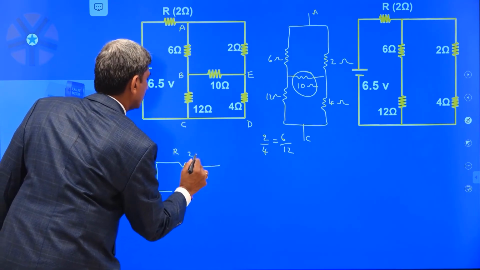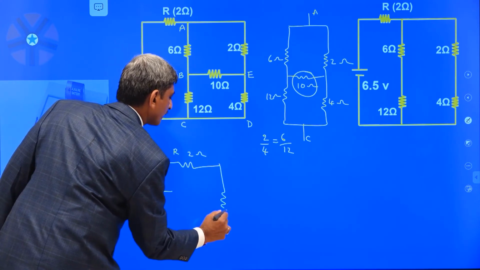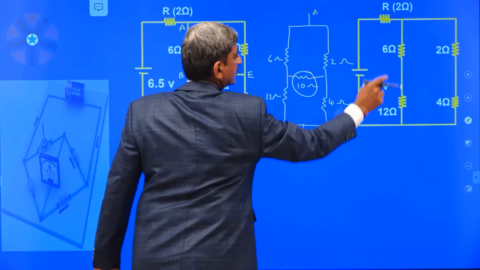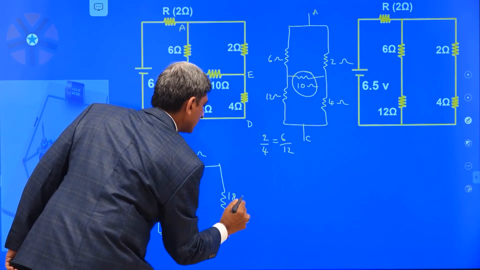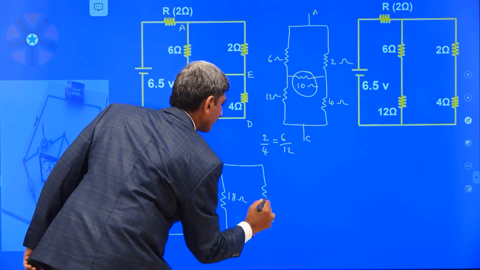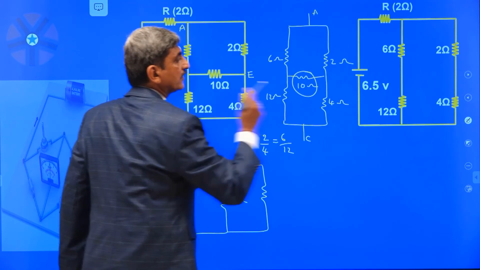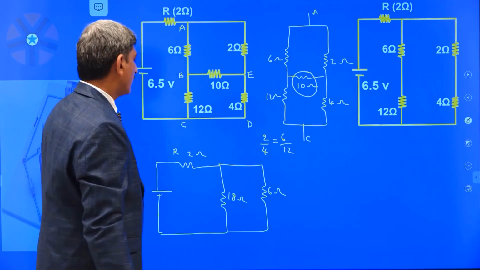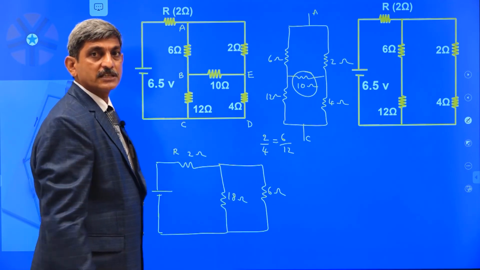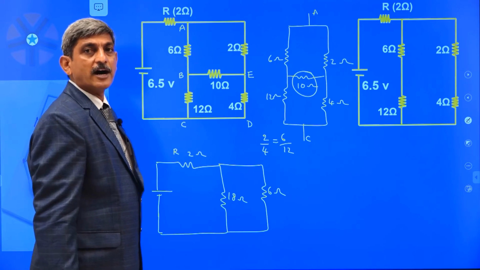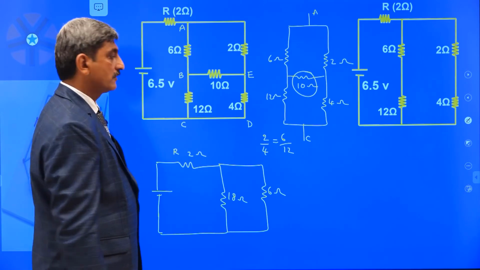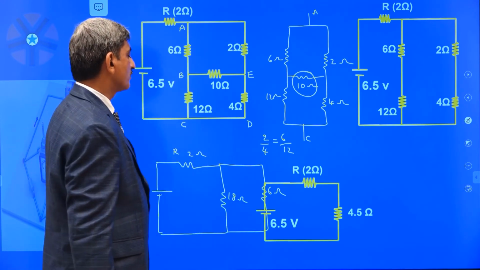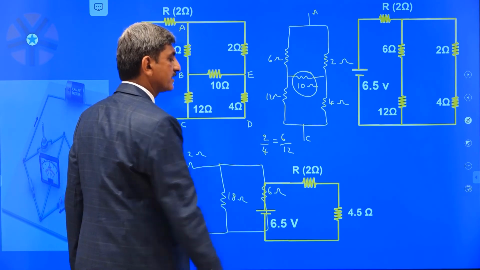This is R, 2 ohms. This is 6 and 12 are in series, 18 ohms. And 2 and 4 are in series, that is 6 ohms. Now this 18 ohms and 6 ohms are in parallel to one another. The equivalent resistance is given by R parallel equal to R1 R2 divided by R1 plus R2. By simplifying that, the equivalent resistance of these two will be 4.5 ohms. So that this can be redrawn like this.